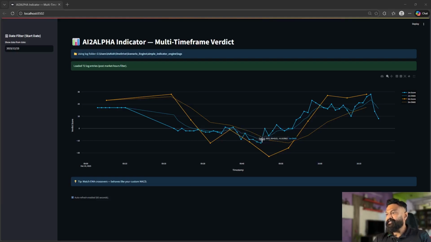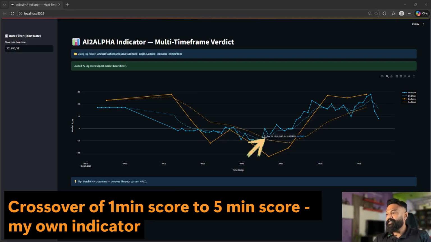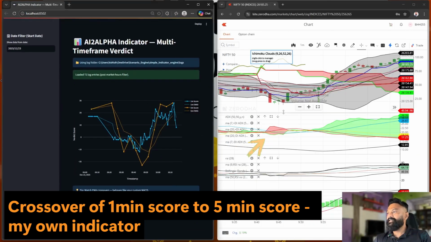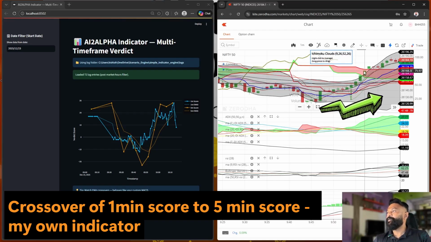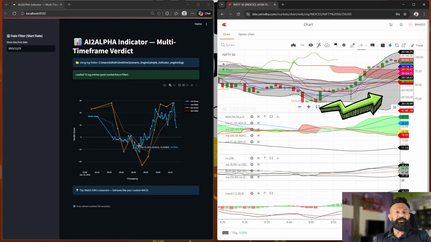And then there are certain crossovers. So the crossover here at 9:45, what does it signify? Let's look at the chart. Here on the chart you see that the trend was bearish since morning, and at 9:45 I got the indication that the trend is going to turn bullish, and see here that the trend has gone bullish after 9:45. So this simple indicator engine is very effective.